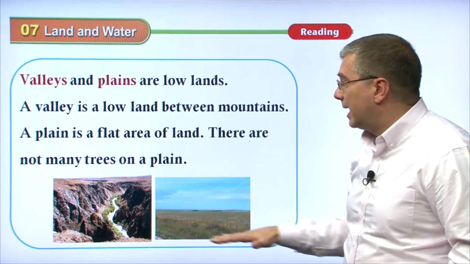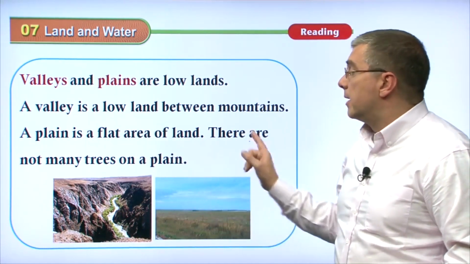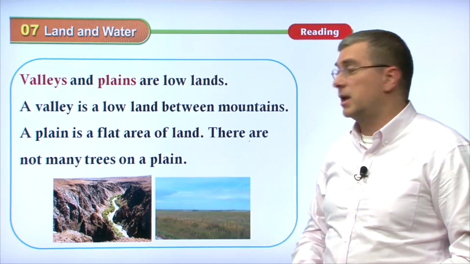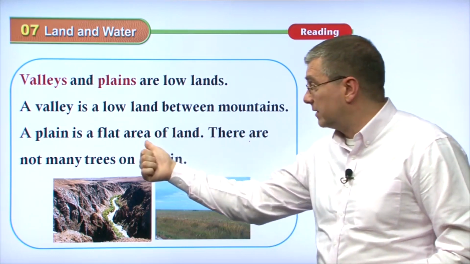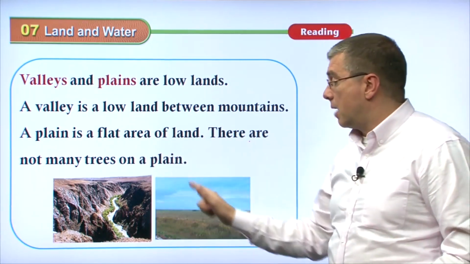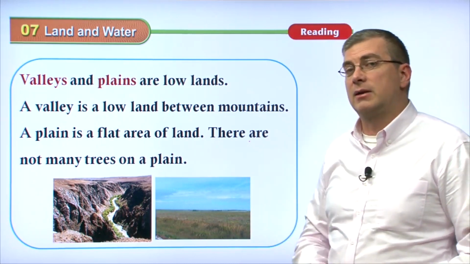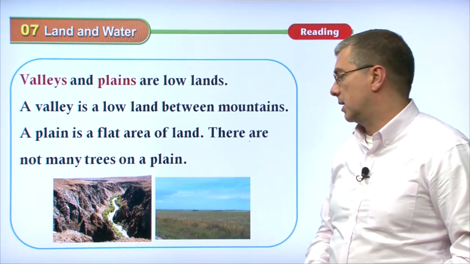A plain is a flat area of land, as we can see here. There are not many trees on the land. So the two features of the plain that they're talking about: one, it is flat. Two, there are not many trees on the plain. So those are two features of the plain here.